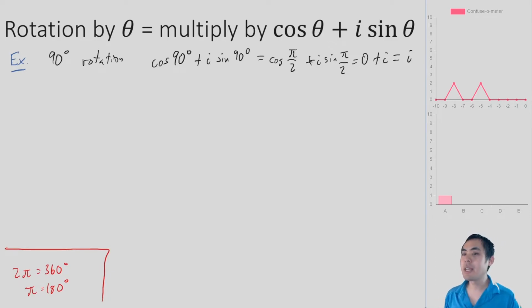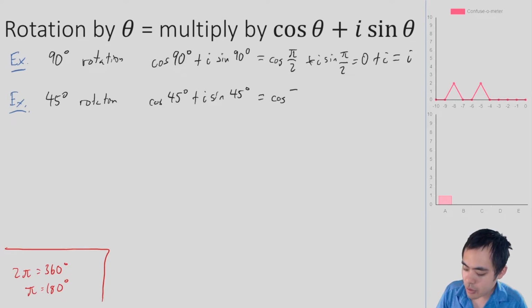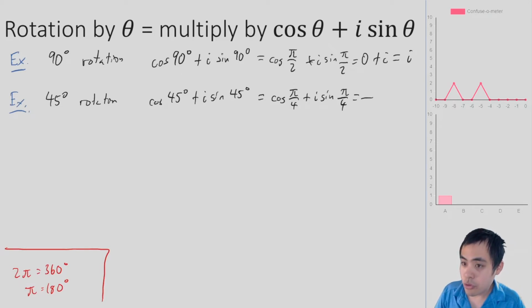And now that we understand these sorts of rotations, we can try to find a 45-degree rotation instead. So let's say, what's a 45-degree rotation? Well, that's cosine of 45 degrees plus i times sine of 45 degrees, which is going to be cosine of pi over 4 plus i times sine of pi over 4, which is equal to 1 over the square root of 2 plus i times 1 over the square root of 2.